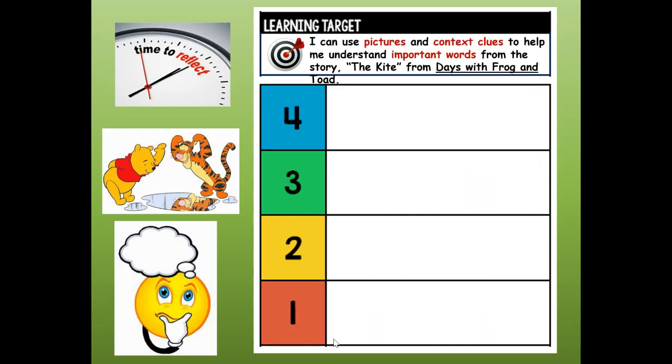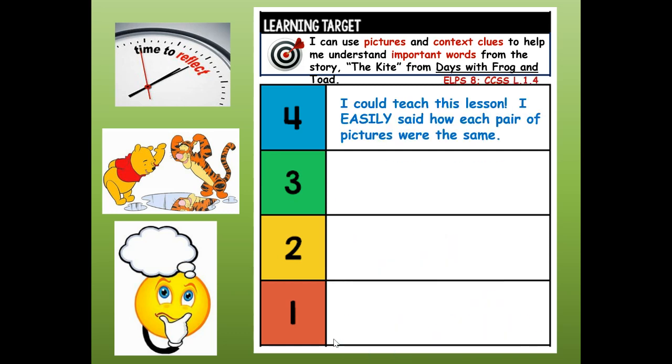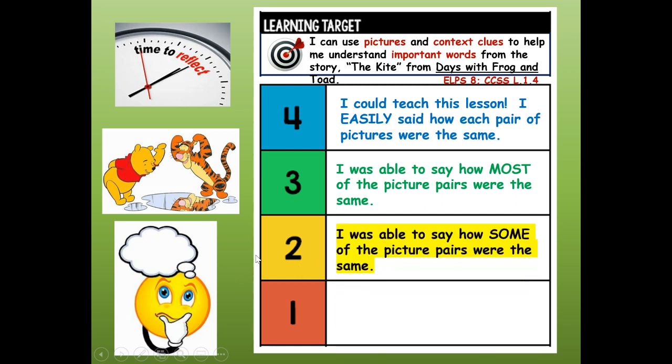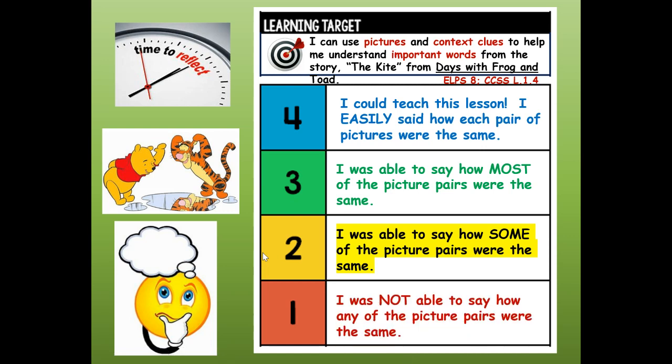So let's review our learning target. I can use pictures and context clues to help me understand important words from the story The Kite, from Days with Frog and Toad. How did you use pictures and context clues? So would you give yourself a 4? I could teach this lesson. I easily said how each pair of pictures were the same. 3, I was able to say how most of the picture pairs were the same. Or 2, I was able to say how some of the picture pairs were the same. Or 1, I was not able to say how any of the picture pairs were the same.